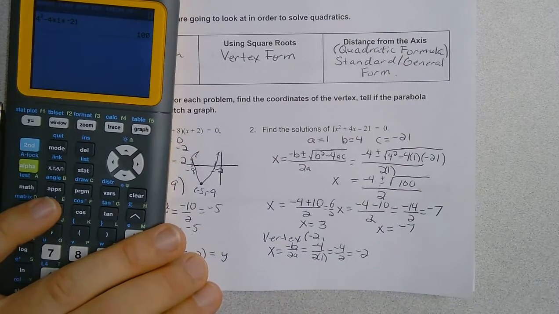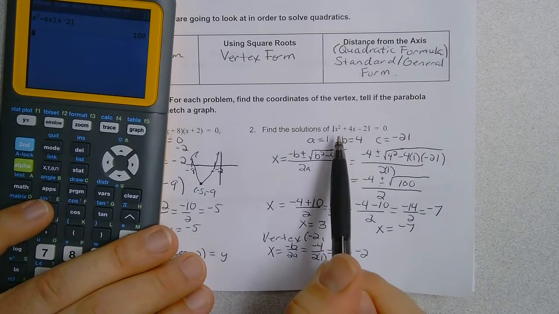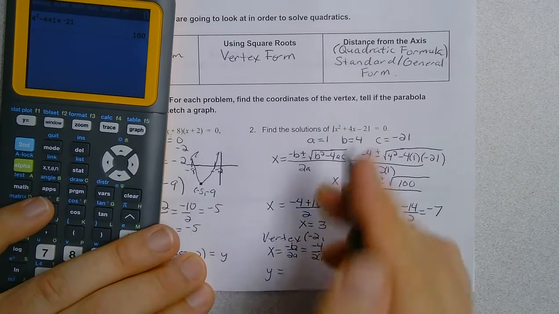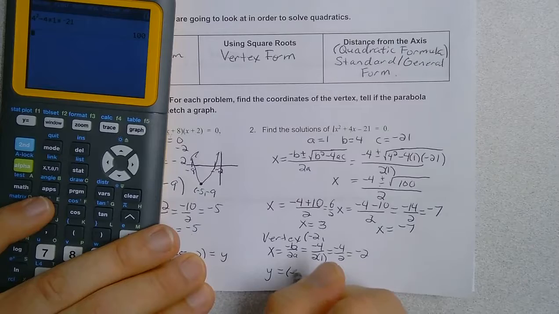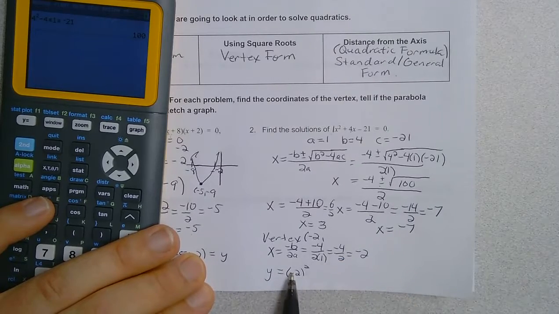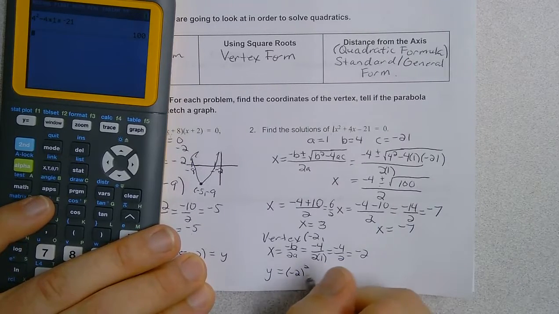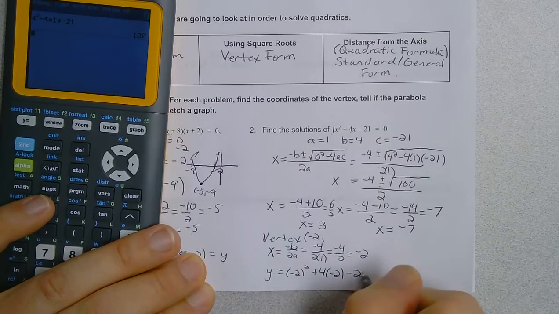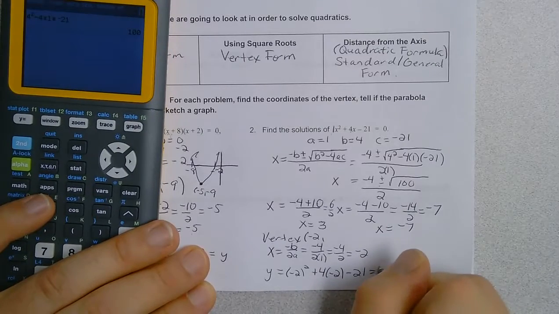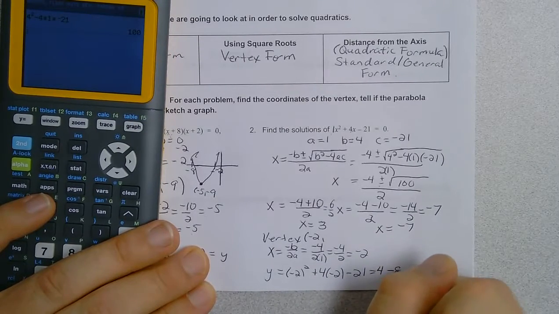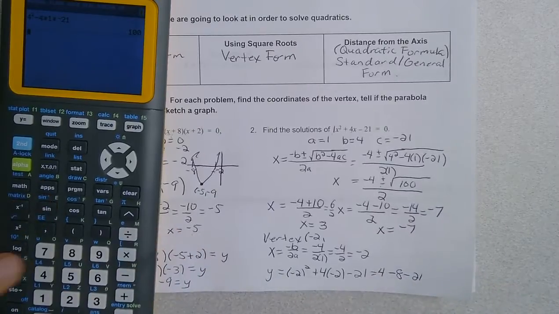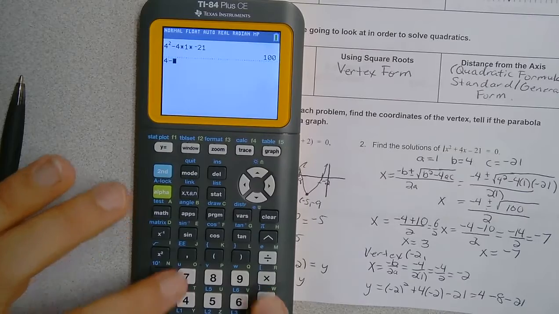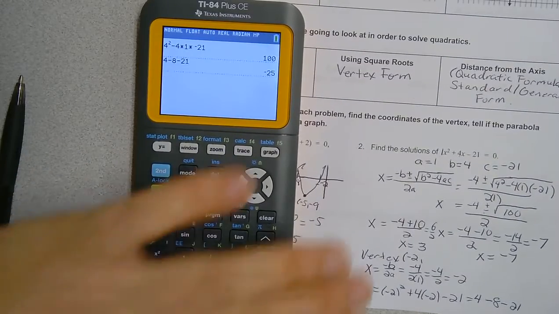And then to find the y-coordinate of the vertex, we just plug into the function. So to find y equals, we need to do negative 2 squared. I put that in parentheses because we need negative 2 times negative 2, plus 4 times negative 2, minus 21. So computing that gives us 4 minus 8 minus 21. So I'm going to use a calculator, 4 minus 8 minus 21, and I got negative 25.